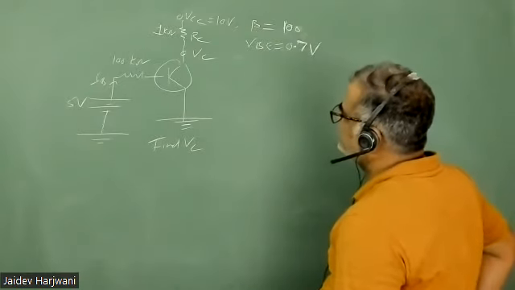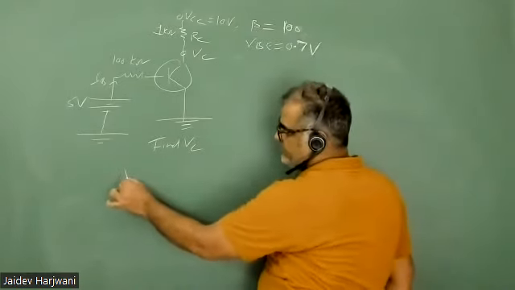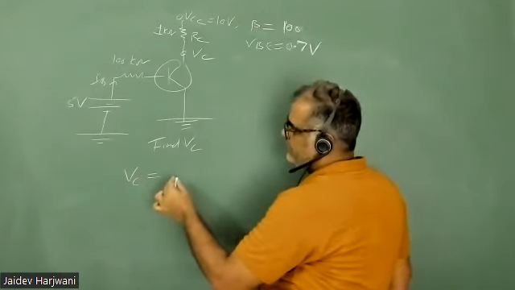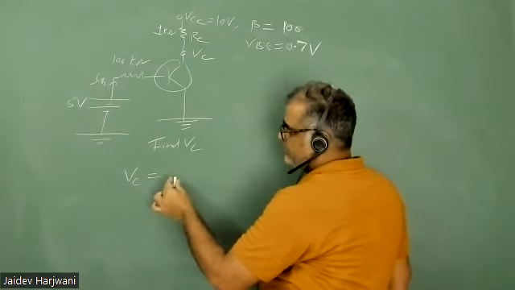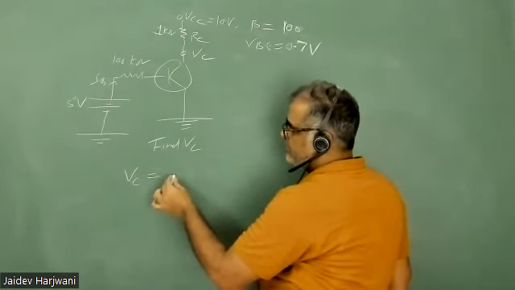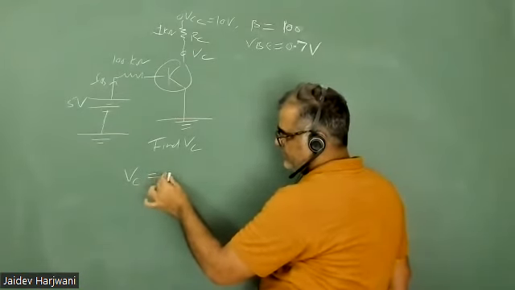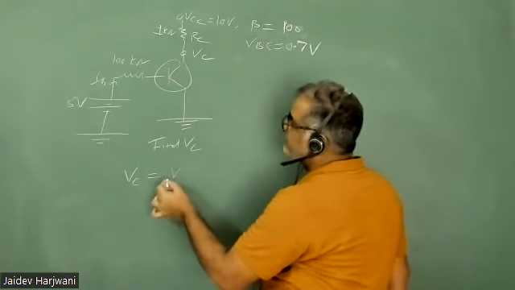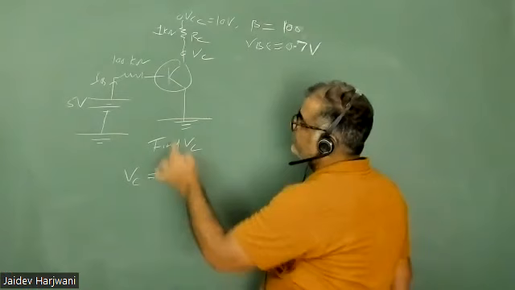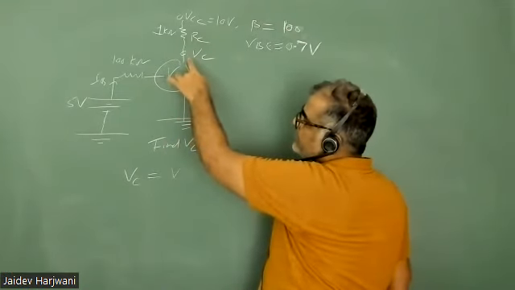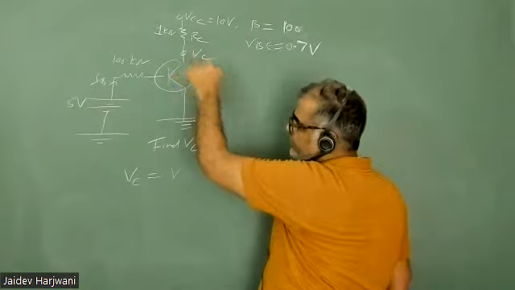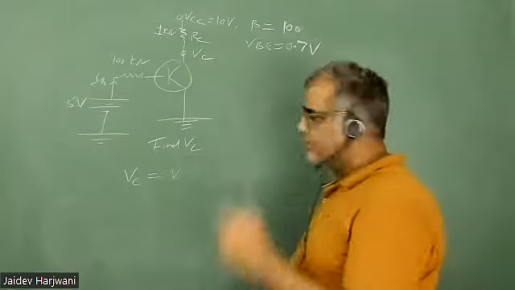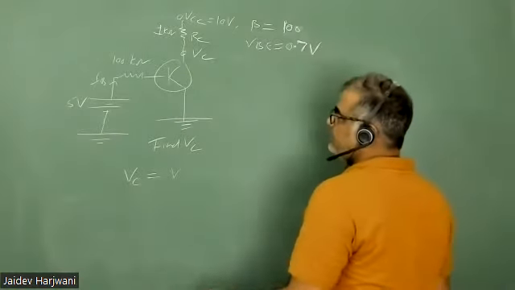So you need VC. Tell me what is the formula? VC equal to what? VC equals VCC minus something. How to find this point voltage? How many times do I have to repeat one single thing? VC is equal to VCC minus ICRC.